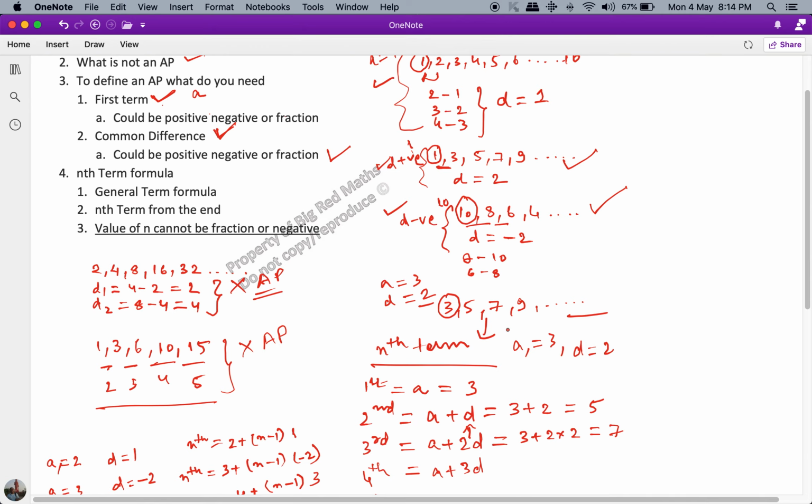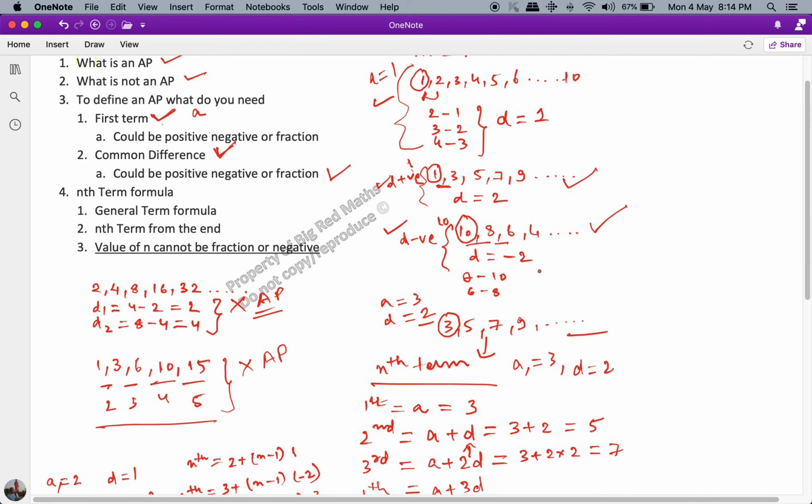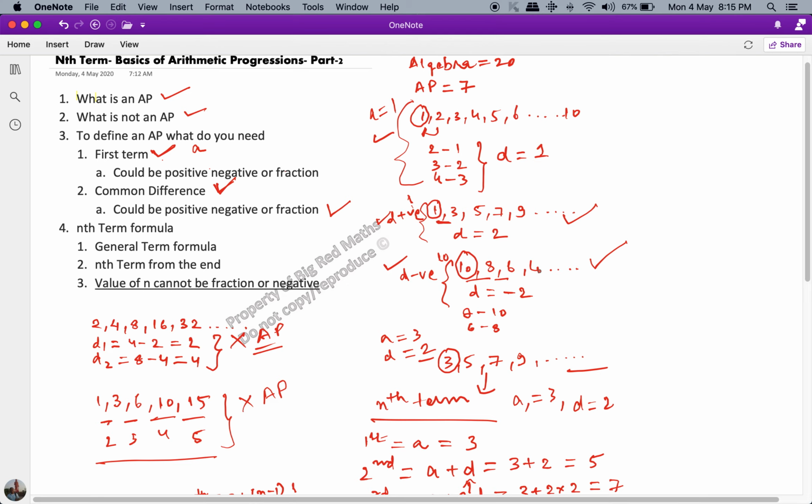Let's go over things once again before we go on to the next piece, which is, what is an AP? An AP is a series wherein the consecutive terms have the same common difference. What is not an AP? The moment the common difference between consecutive terms is not same, it is not an AP.